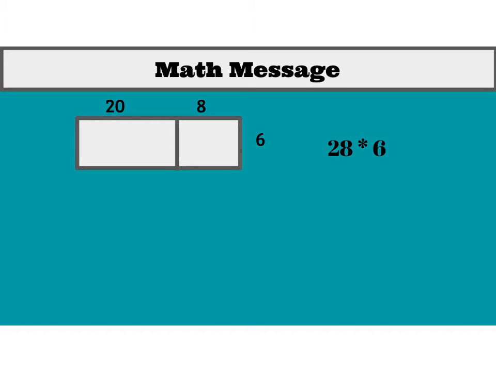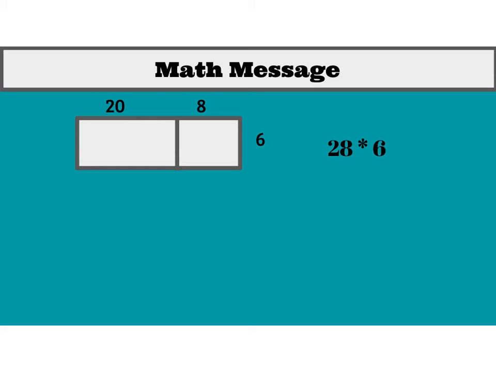So let's take a look at our math message today. You will notice that I have what's called an area model here, which usually when we do those, we have something with multiplication going on. So you'll notice that I have a problem over here that says 28 times 6. So here is my question. How does this area model represent 28 times 6?